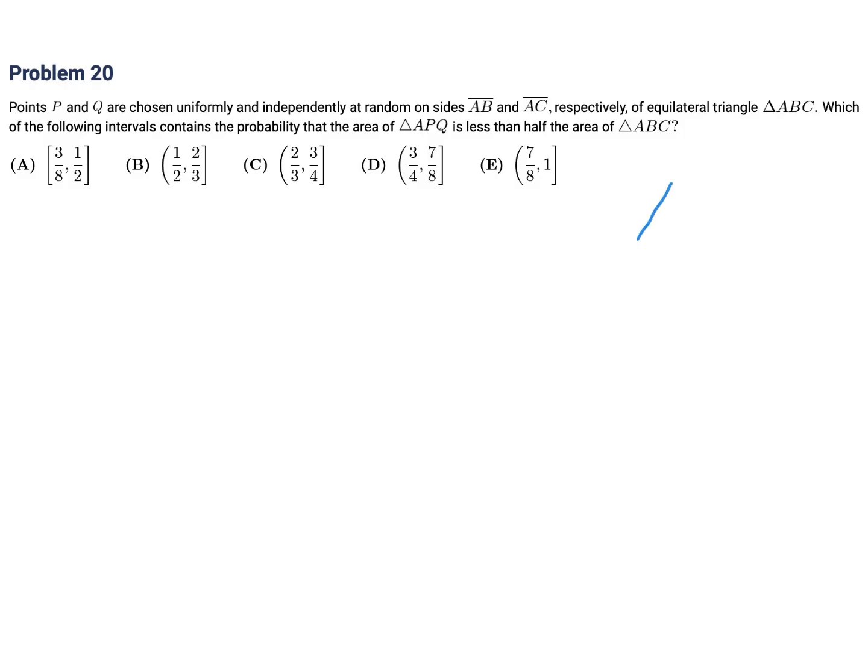Let's make a quick sketch of an equilateral triangle, and I will label it ABC. And then they are saying that we choose some points. So I'll just say this is P, and let's just say this is Q. Some points, independently, randomly, on those sides AB and AC. And then they create this triangle APQ. So APQ, I guess, would be that triangle.